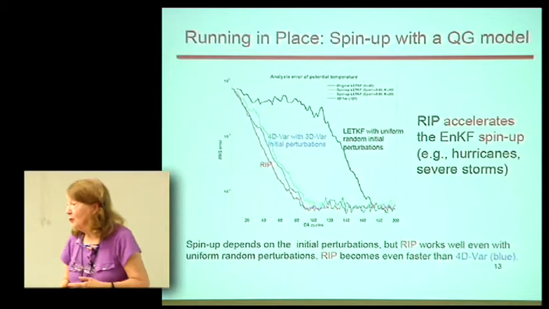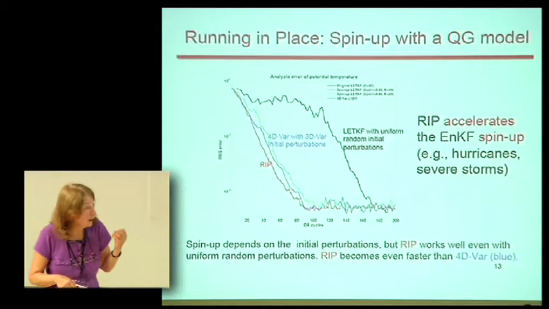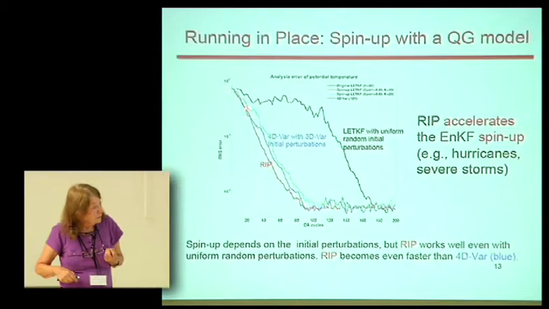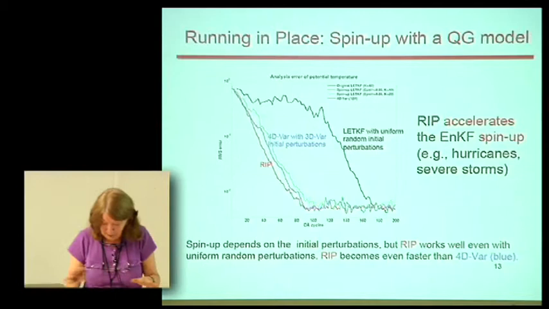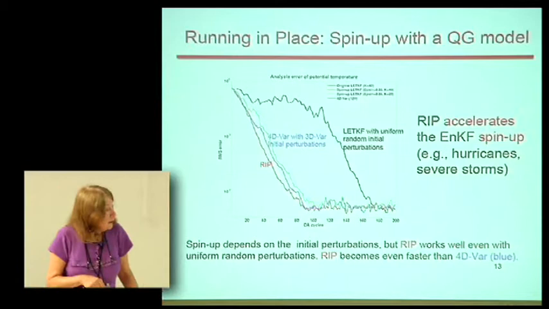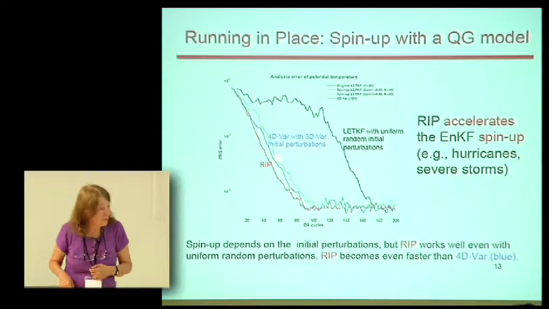So I developed this to help him. And we see that if we do running in place, without giving the system any a priori information about the previous state of the system, you can in real time converge even faster than 4D-Var.